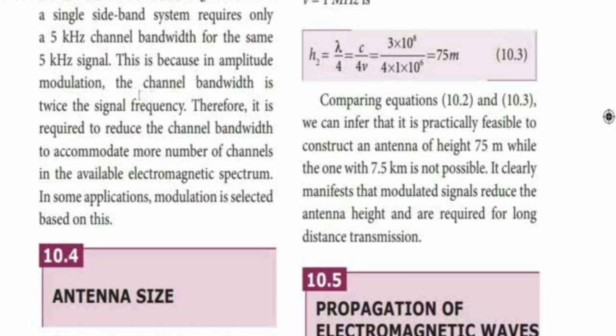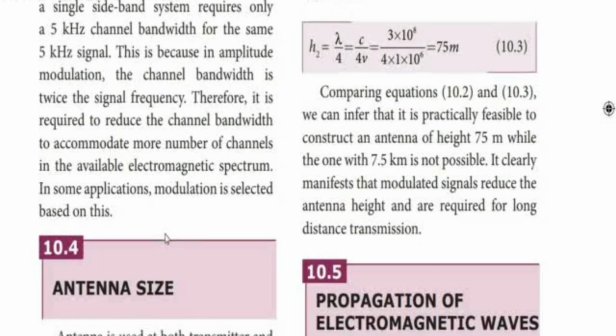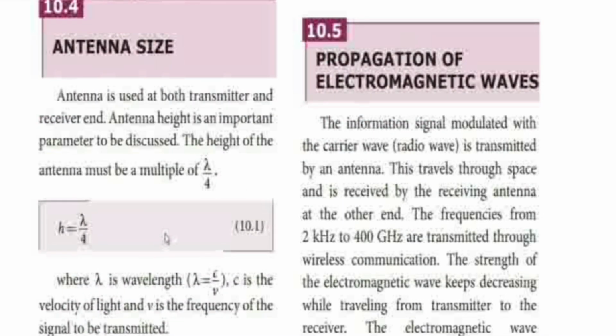This is because in amplitude modulation, the bandwidth is twice the signal frequency. So it is required to reduce the channel bandwidth to accommodate more channels in the available electromagnetic spectrum. So we can send a large number of channels in that particular bandwidth. In some applications, modulation is selected based on this. So when you tune the TV, you are able to see all the frequencies, a particular bandwidth for each and every channel.